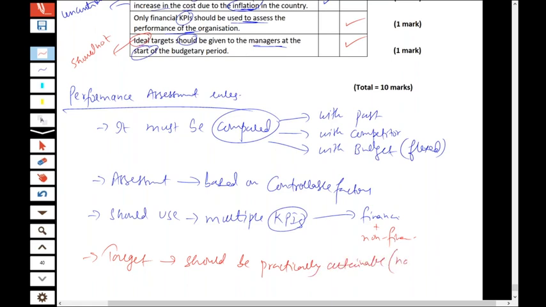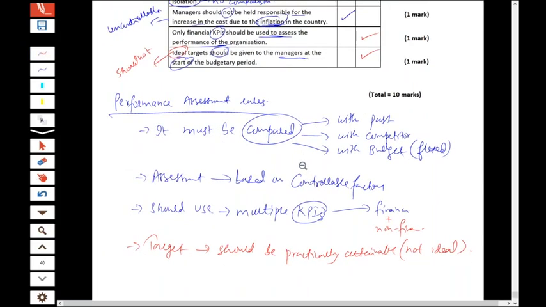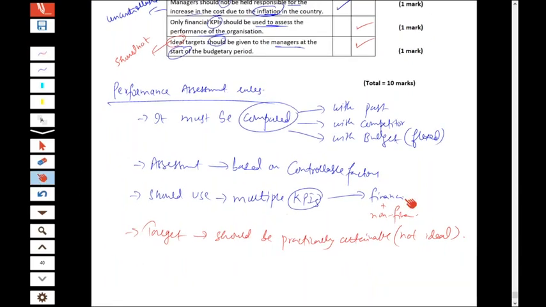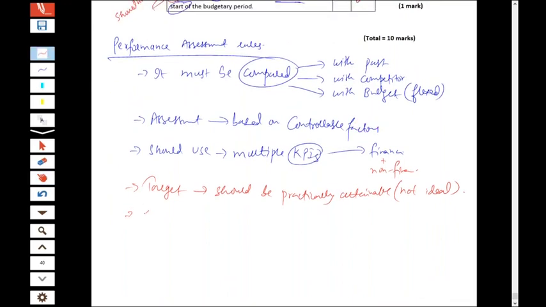Practically attainable, not ideal. Okay. So do write these statements as well, which I am writing here. And one more statement I need to write here: performance measurement should be fair. Fair assessment means one should not be blamed.